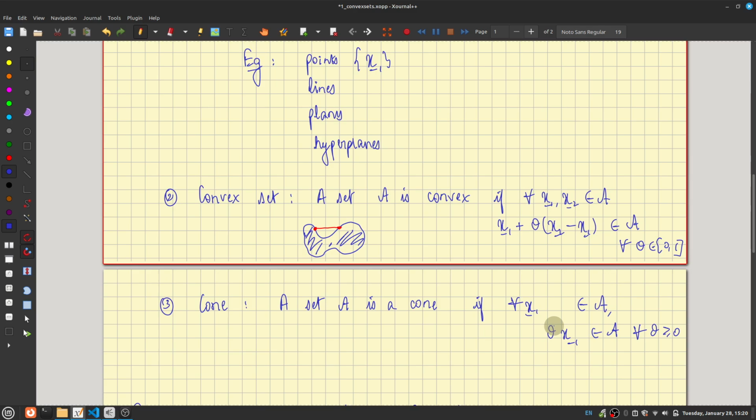So firstly, the origin should be a part of your set for it to be a cone. By definition, you just take theta equal to 0. So when is an affine set a cone? When the origin is included in the affine set. But when the origin is included in an affine set, it has a special structure.